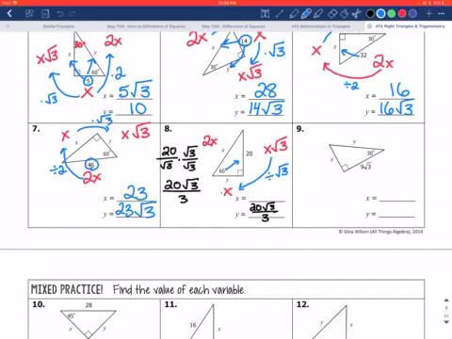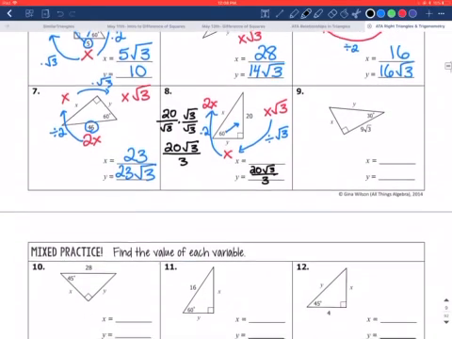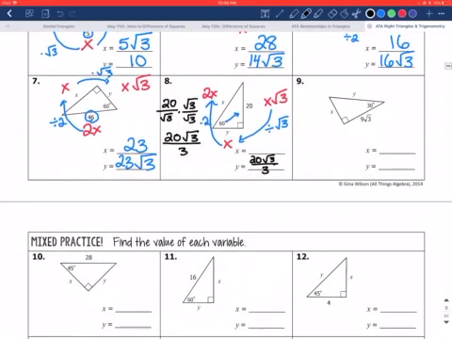And then to go from this x to the 2x ratio, all you have to do is just multiply by 2, right? So that's really easy to go from 20 square root of 3 over 3 to 40 square root of 3 over 3.